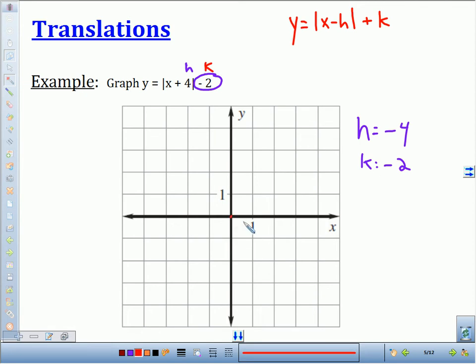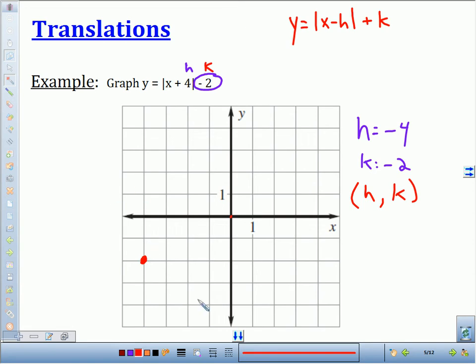We start with what our vertex would have been, which is the origin if it was the parent function. From the origin, we move backwards 4 for the h movement, and we move down 2 for the k movement. And we end up with a new vertex at the point negative 4, negative 2. And in fact, we can always find the vertex by referring to it as the point hk.